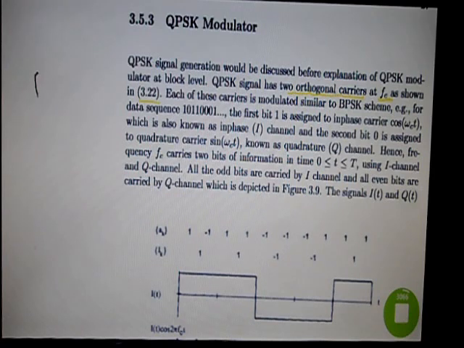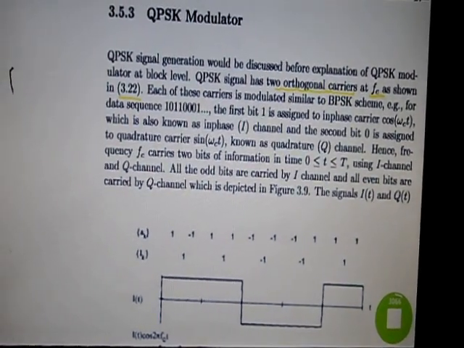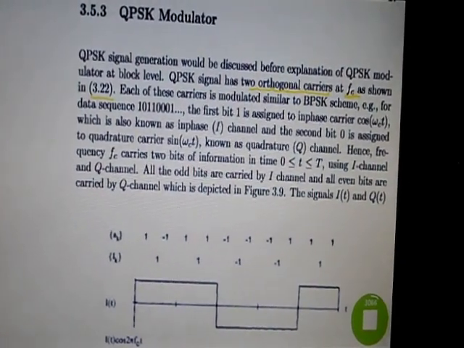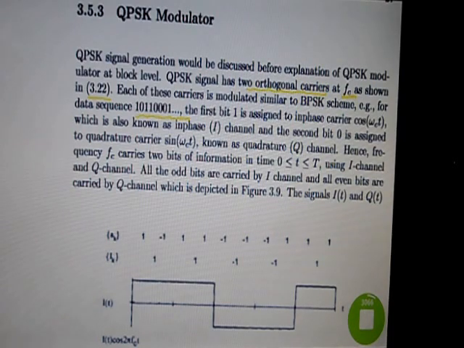Equation 3.22 is very similar to the one we just discussed, that it is the sum of psi1 and psi2. Each of these carriers is modulated similar to BPSK scheme, because we have sinusoid carrier, and we would adopt the same way as in BPSK scheme, which we will see shortly. The data sequence for this example is 1011 0001.